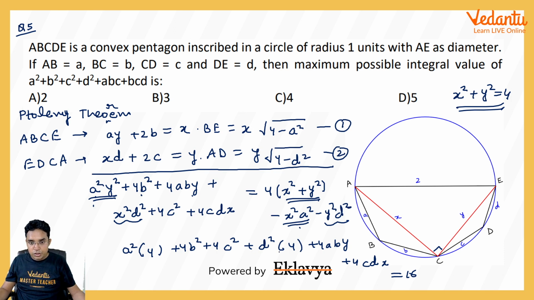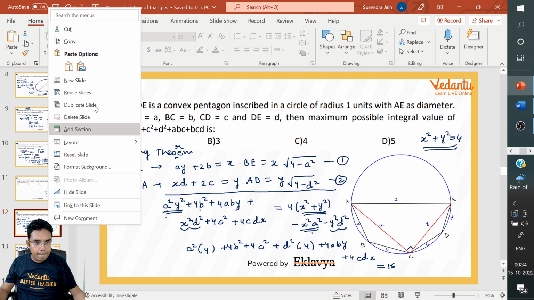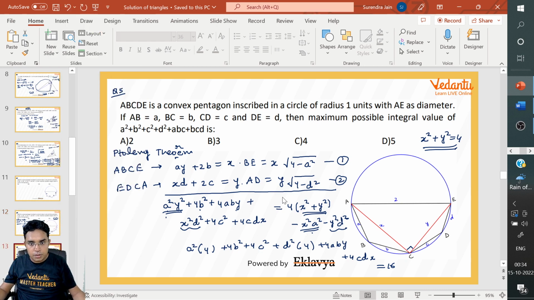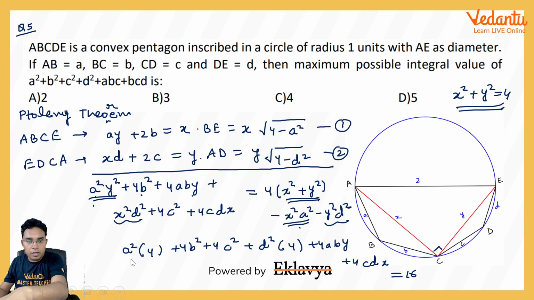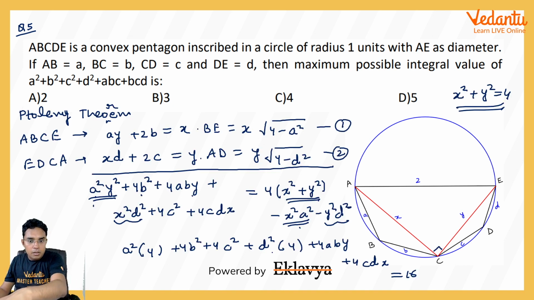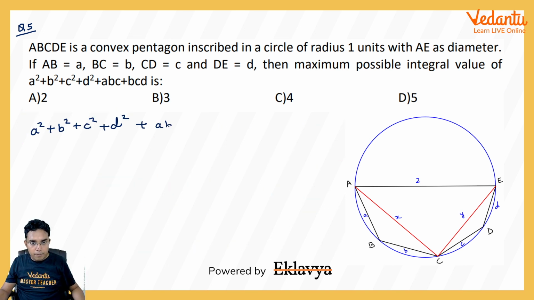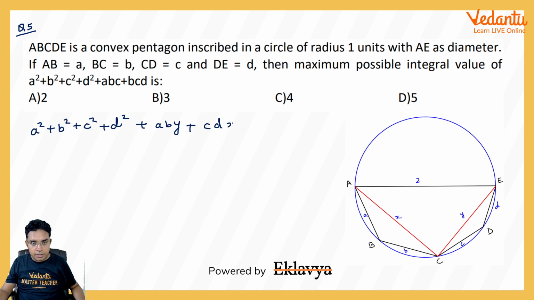So here we can check 4 is coming common, so let me take the next slide to do the remaining calculation. What we have got after taking 4 common here: a square plus b square plus c square plus d square plus aby plus aby plus cdx plus cdx, and that comes out to be, after dividing by 4, equal to 4.